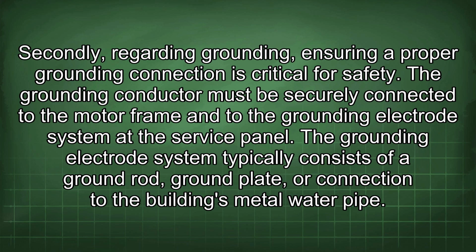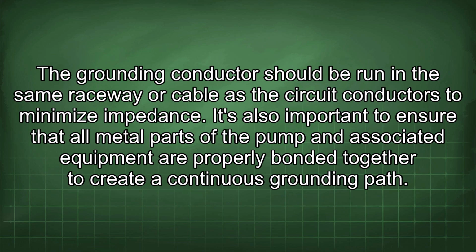The grounding conductor must be securely connected to the motor frame and to the grounding electrode system at the service panel. The grounding electrode system typically consists of a ground rod, ground plate, or connection to the building's metal water pipe. The grounding conductor should be run in the same raceway or cable as the circuit conductors to minimize impedance. It's also important to ensure that all metal parts of the pump and associated equipment are properly bonded together to create a continuous grounding path.